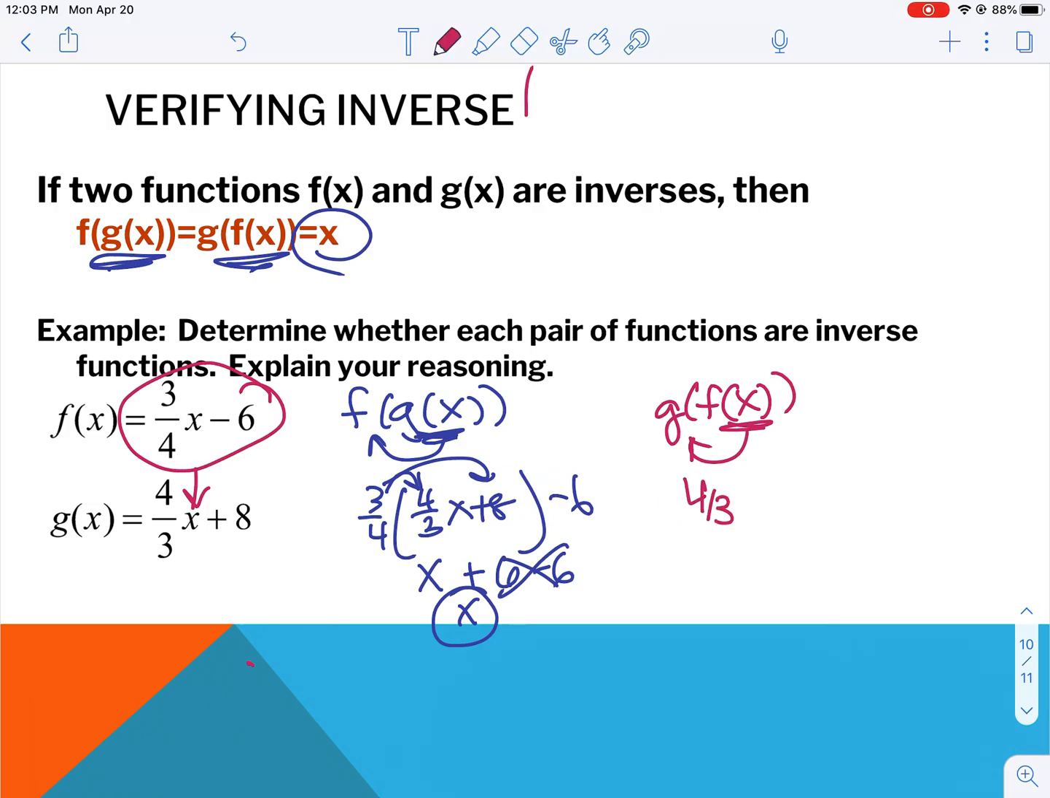So, oops, I started off with 4/3. So I've got 4/3, and then I'm going to have (3/4 x minus 6) plus 8. Well, if I do some distributing here, 4/3 times 3/4 is x. 4/3 times minus 6 is minus 8, and minus 8 plus 8 is x. Okay, so that's called verifying inverses. It's actually one of the reasons that we do teach you f of g and g of f. So this part is only for honors, so if you're in non-honors, you don't have to worry about it.